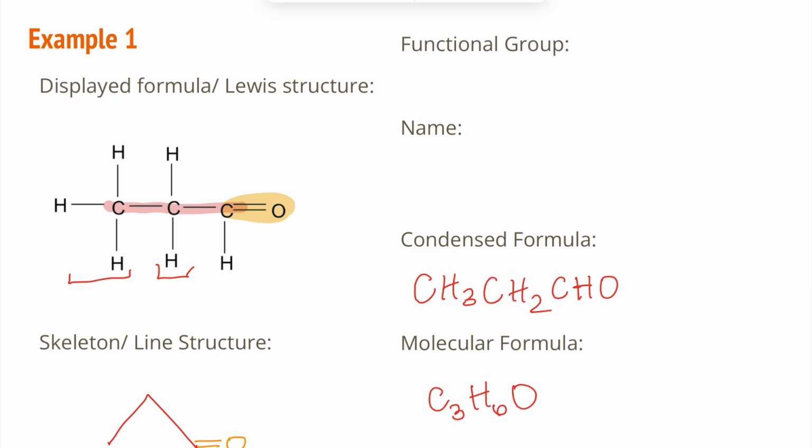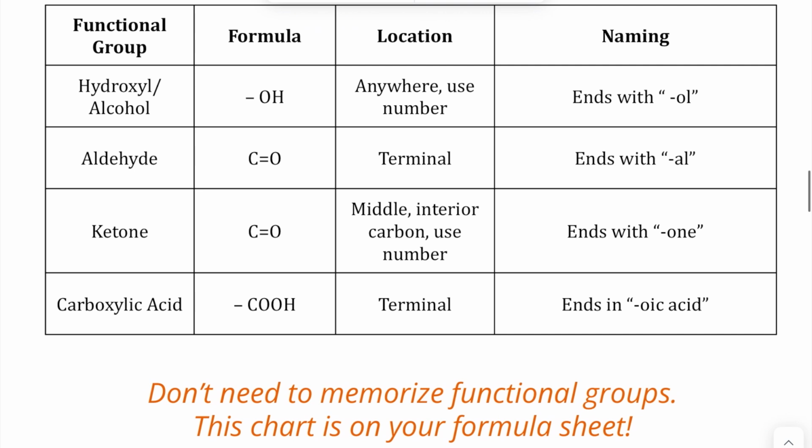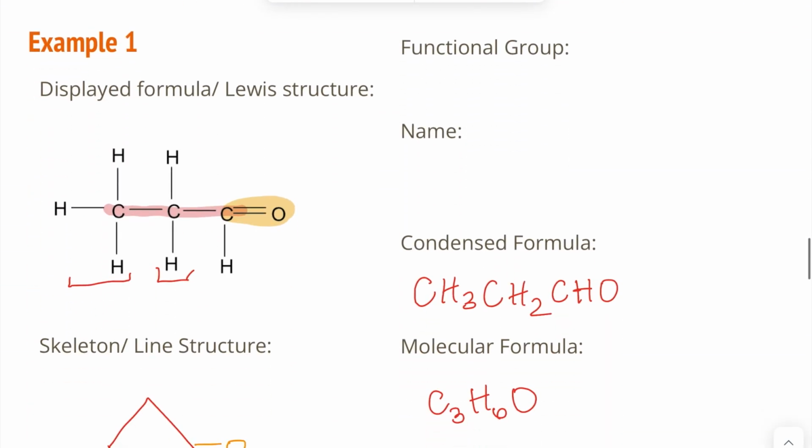I have a carbon double bonded with an oxygen. If we look back up here, we have 2 where we have those carbons double bonded with oxygens, aldehydes and ketones. But terminal means on the end. The middle, an interior carbon, we would need to use the number. This one is an aldehyde because that oxygen is double bonded on an end carbon. And so this is an aldehyde, meaning we're going to need to use that ending of Al to show that. So our functional group is an aldehyde.